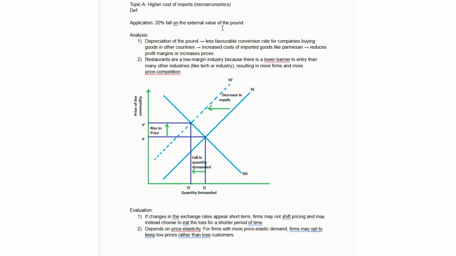I have picked out that I want to include this predicted 20% fall in the external value of the pound. Whenever there's a number in the extracts, I like to use the number. Generally goes down a bit better than just referencing the ideas in the extracts. So for the analysis here, the argument is basically that the depreciation of the pound means that it's going to be more expensive to import goods.